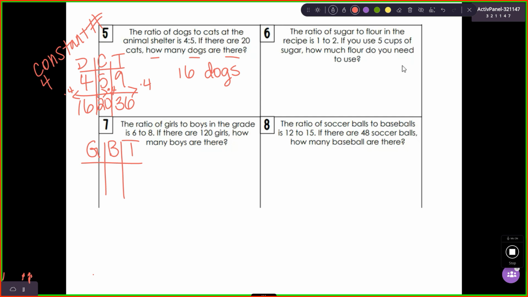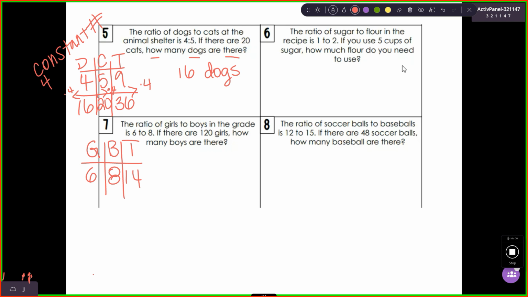So what do we know for girls? 6. What do we know for boys? 8. And what will my total be? Okay, do we all understand that? Yes.